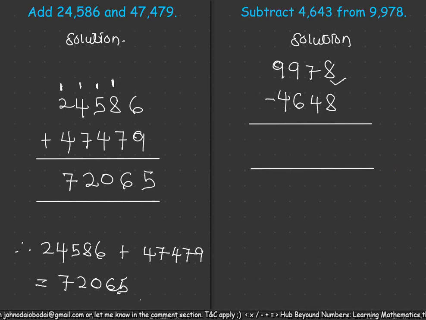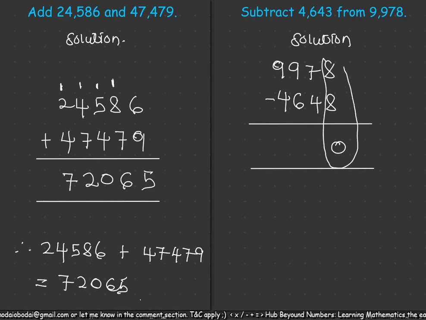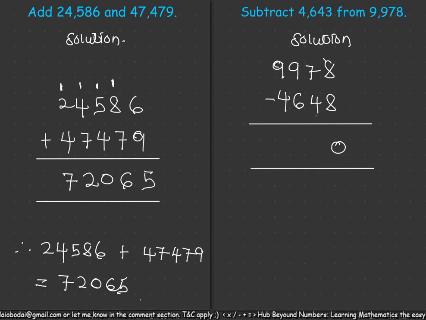So we have 8 minus 8. 8 minus 8 gives us a 0. So we write the 0 in the column of our operation. Then we have 7 minus 4. 7 minus 4 gives us a 3. Then 6 minus 6, and that also gives us a 0. So we write our 3 down here.